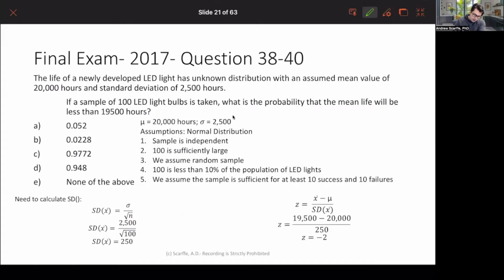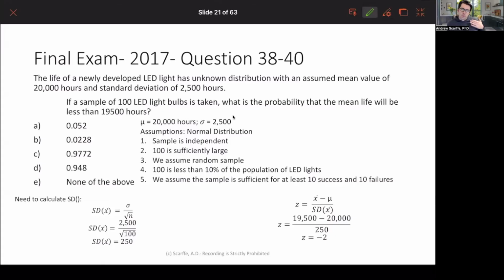Okay, well, in this problem, we are going to look if we can use our normal distribution, right? So again, we're going to look, is the sample size independent? Is 100 sufficiently large? We assume a random sample. We say that 100 is less than 10% of the population of LED lights, which is a reasonable assumption, and that we assume the sample size is sufficient for at least 10 successes and 10 failures. These are all the assumptions that we kind of have to make.